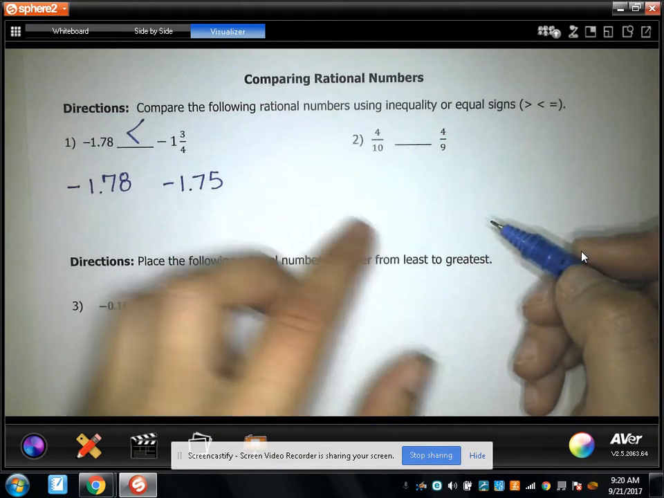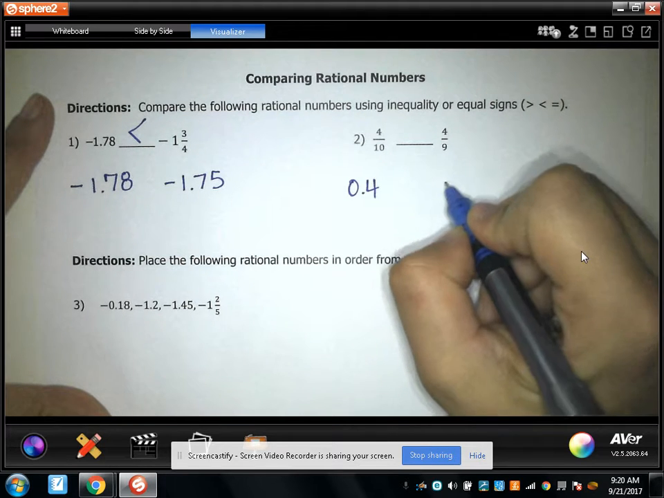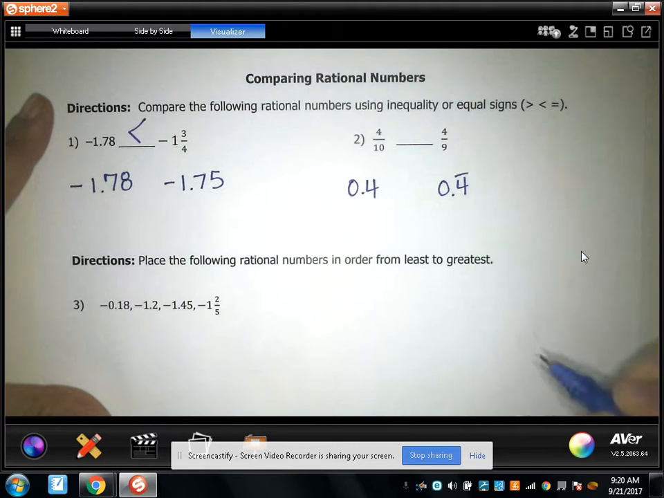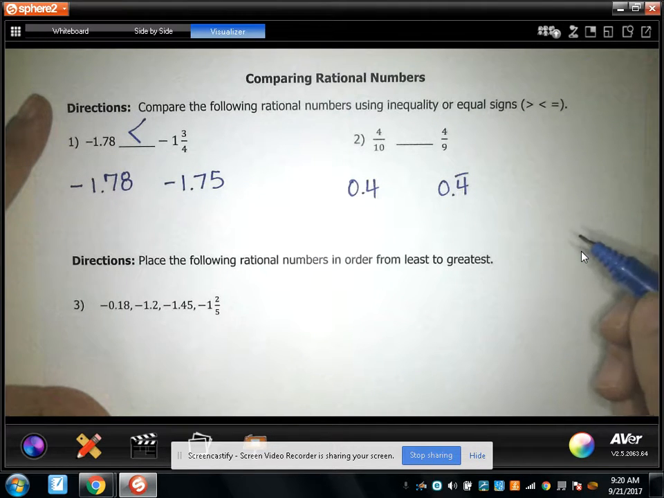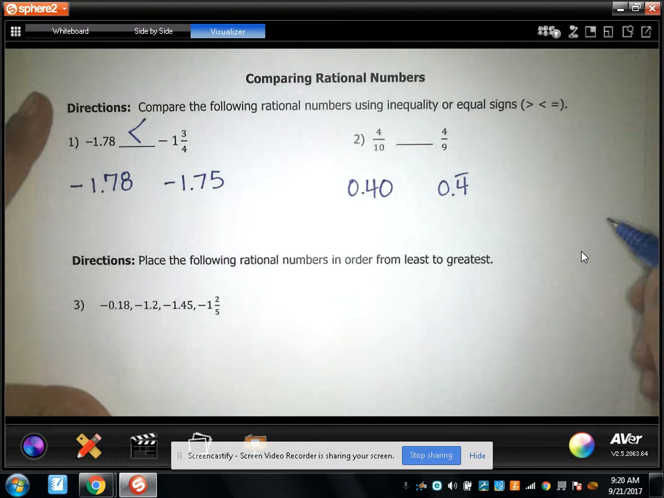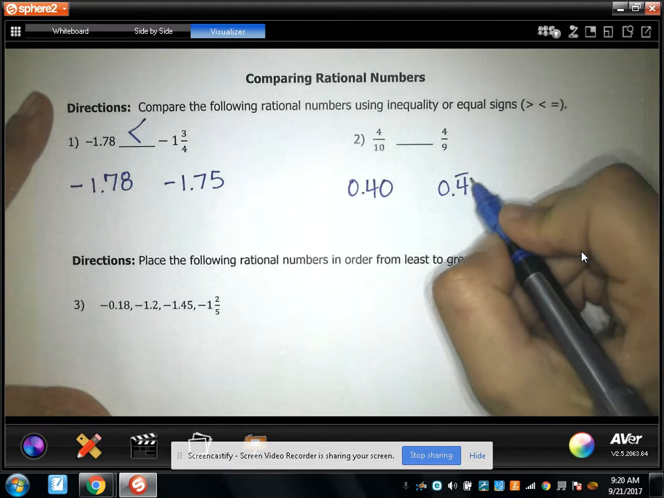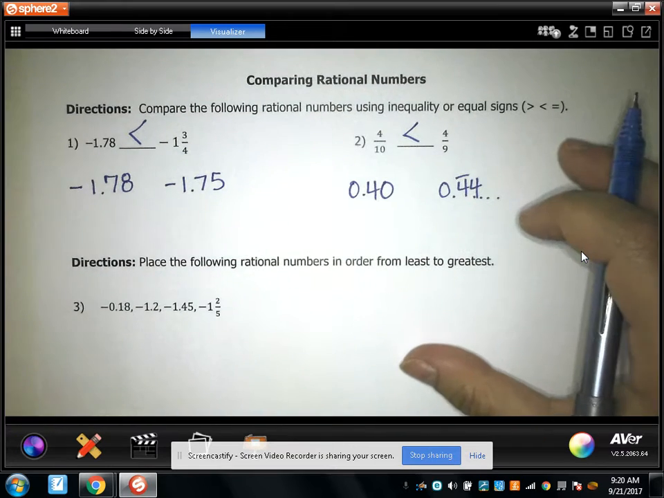Now these are positive. As a decimal, this would be 0.4, and this would be 0.4 repeating. And they look similar because my decimal is only to the tenths place, so I'm going to bring my decimal one more place value to the hundredths place and see how they look then. This is like having 40 cents, and this, since the 4 repeats on and on forever, is like having 44 cents, and I'd rather have 44 cents than have 40 cents.